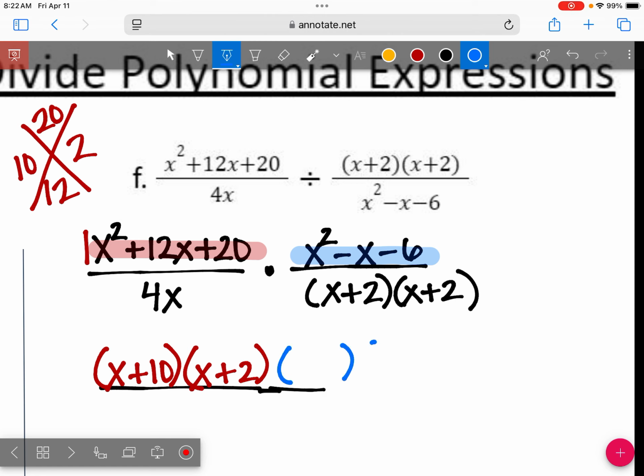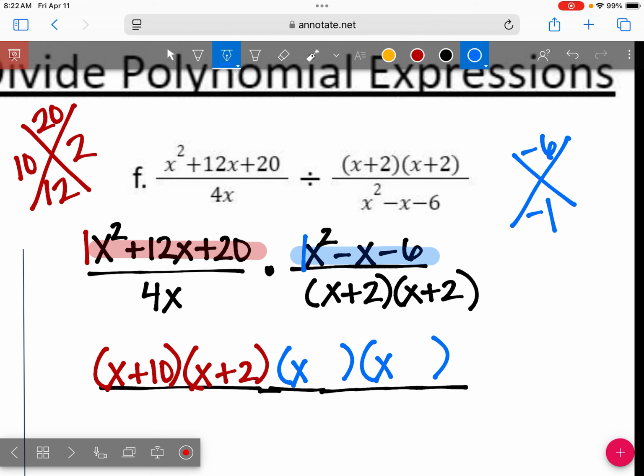So I'm making my 2 parentheses. Put an x in front of both because, again, a is 1. So we need 2 numbers. They multiply to equal -6 and add to -1. So this is kind of tricky because we got a negative on the top. It's easy when they're both positive numbers, but the negatives are kind of tricky.